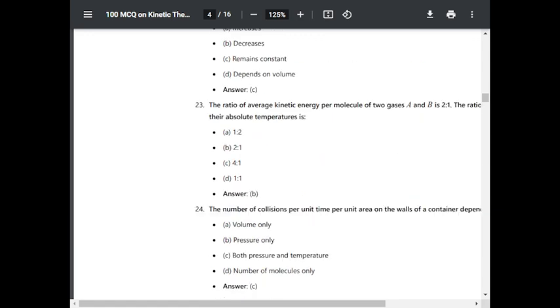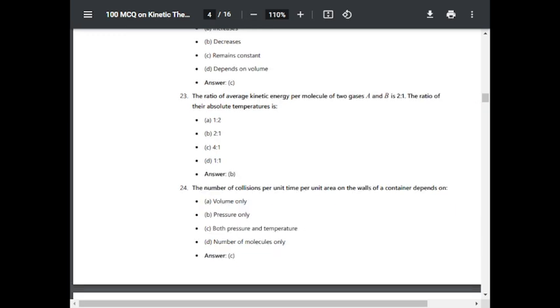Question number 23. The ratio of average kinetic energy per molecule of two gases A and B is 2:1. The ratio of their absolute temperature is: option A, 1:2; option B, 2:1; option C, 4:1; option D, 1:1. The ratio of average kinetic energy per molecule of two gases is 2:1, so the ratio of their absolute temperature is again 2:1. Option B is correct.